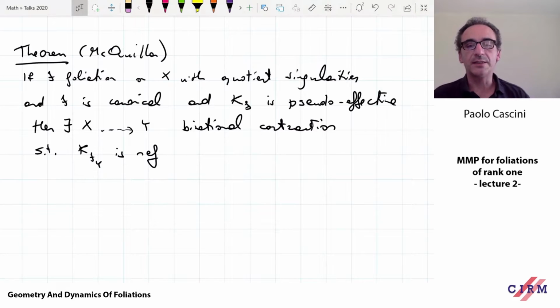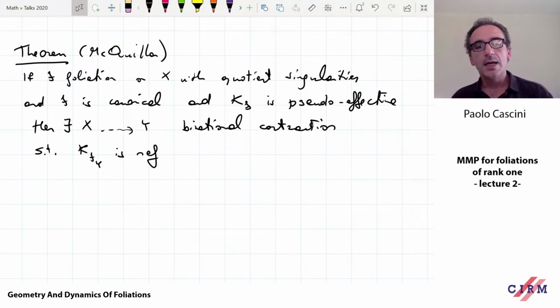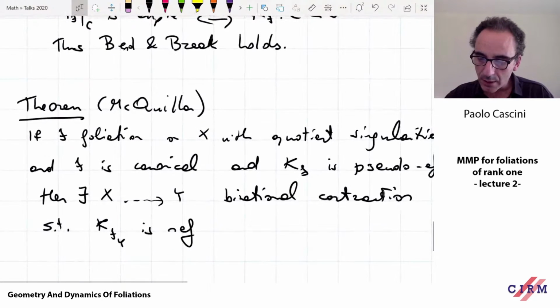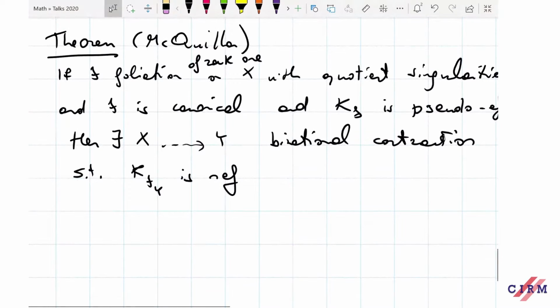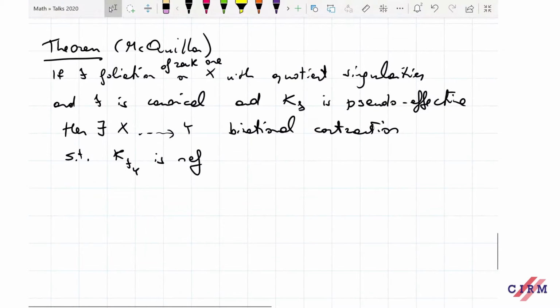So in some sense, this is very satisfactory. We can always find a minimal model for any foliation. I forgot to say, of course, we're assuming that F has rank 1. Sorry. And we're not assuming anything on the dimension of X.